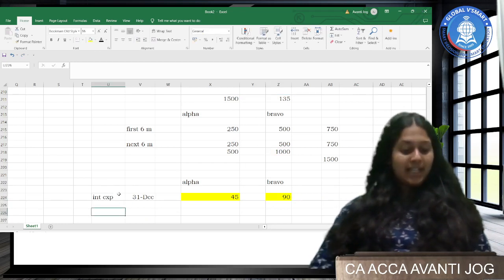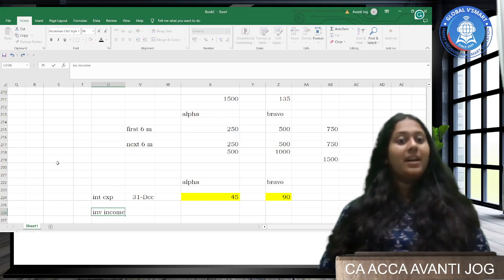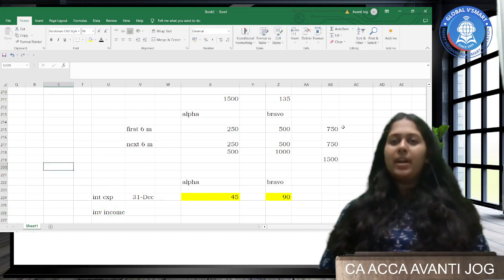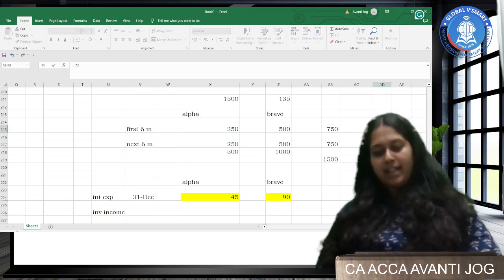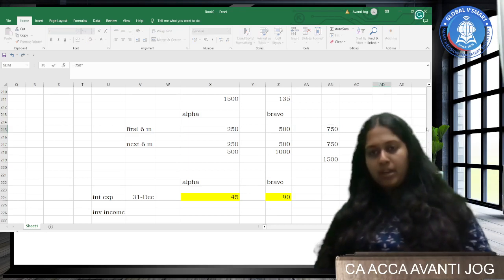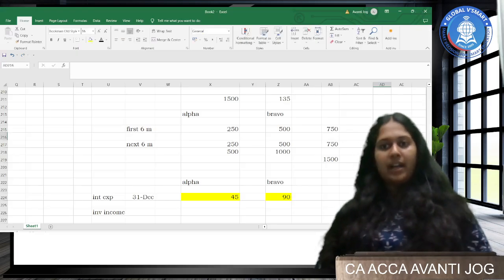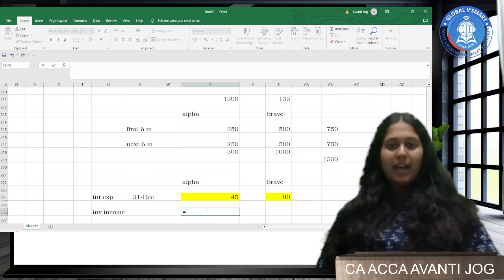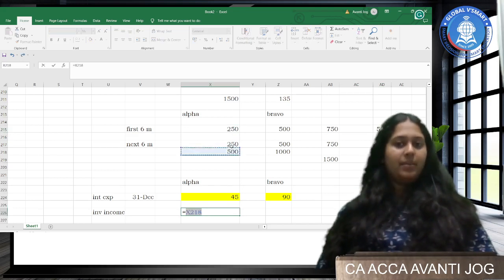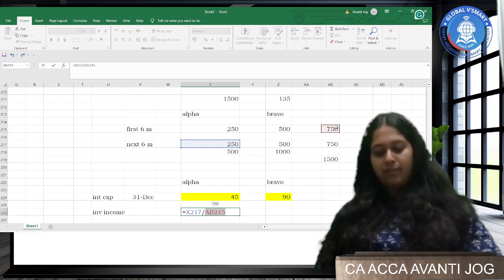But out of which, for 6 months, these funds were invested somewhere. So, we will reduce the investment income. How much is the investment income? In the first 6 months, 750 was used, so we invested the remaining 750. And what is the interest on it? 7%, correct? So, this comes to 52.5, right? Now, out of 52.5, how much will go to Alpha? Okay, what are Alpha's idle funds? Not 500. Idle funds are only 250. Out of a total of how much? 750.